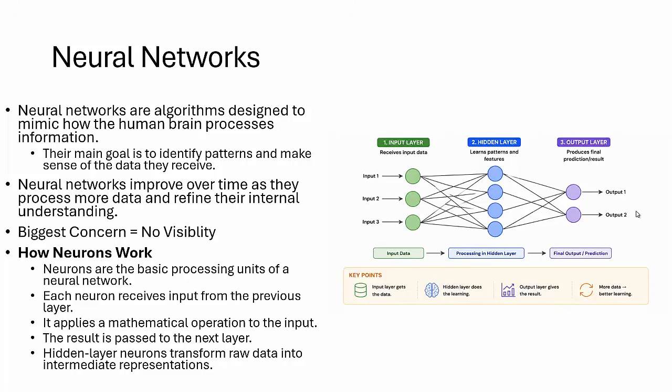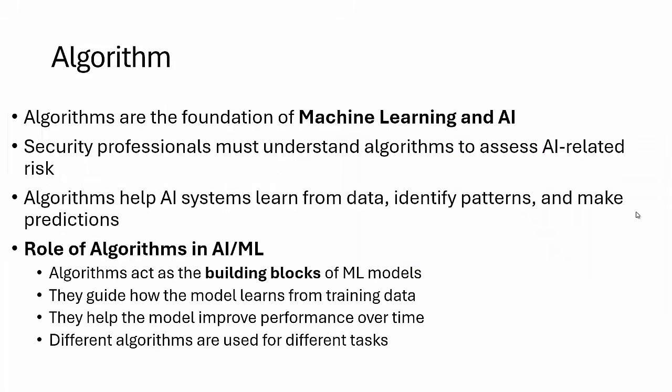More data, better learning. That is why we call this the algorithm. Algorithms are the foundation of machine learning, and security professionals must understand algorithms to assess AI-related risk. Algorithms help the AI system learn from data, identify patterns and make predictions. The role of an algorithm in AI is to act as a building block. It guides how the model learns from training data and helps the model improve its performance over time. And importantly, different algorithms are used for different tasks.